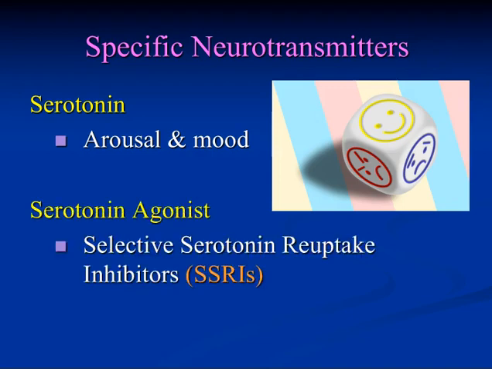This serotonin agonist is called a selective serotonin, meaning it just works on serotonin, reuptake inhibitor. So this SSRI is what they are called. And so I want you to look at this end part. Reuptake inhibitor. What does it do to reuptake? It stops or reduces reuptake.